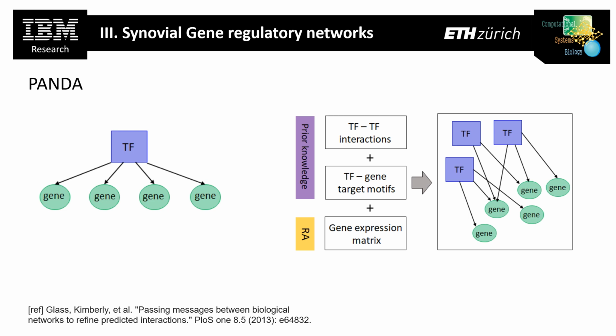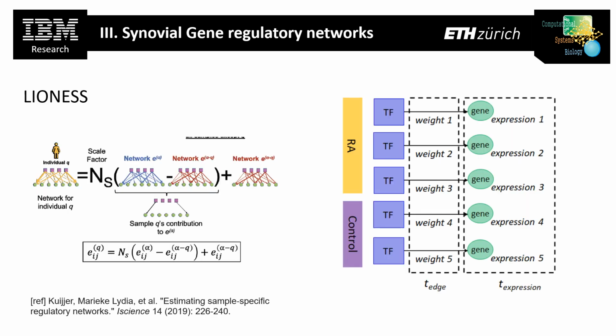And then from that, you add the gene expression matrix from the RA synovial tissue. You combine all of them and you try to maximize the agreement, which is the method described in this publication, and you end up with your network.